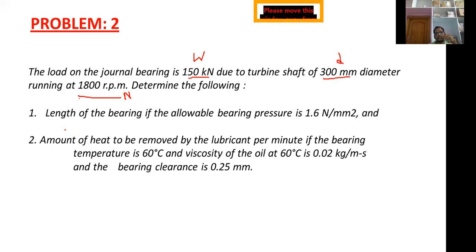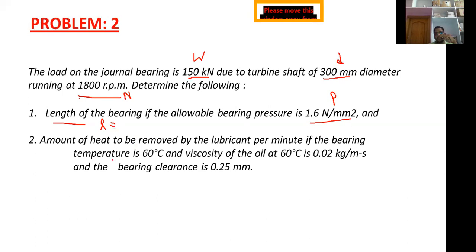Now in this case you have to find the length of the bearing required, that is you have to find the value of L. And this is the bearing pressure, capital P. The bearing pressure P is equal to 1.6 megapascal is given. By using this bearing pressure you have to find the value of L.